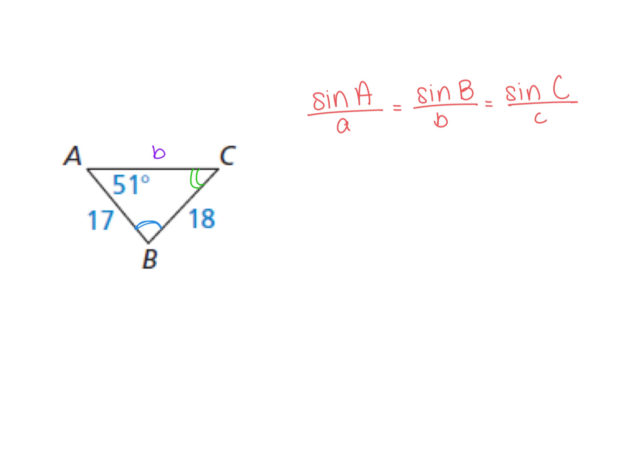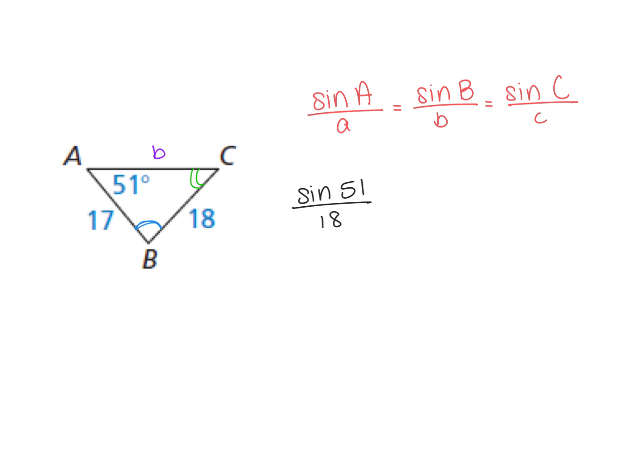I'm always going to look for a pair because that's what I'm going to use. So looking at it, which pair do I have? Do I have A's, B's, or C's? Good, I have all my A's, so that's kind of my foundation that I'm using. Think of it as setting it up as a proportion. So I'm going to put sine 51 over 18. I'm going to go ahead and solve for angle C.